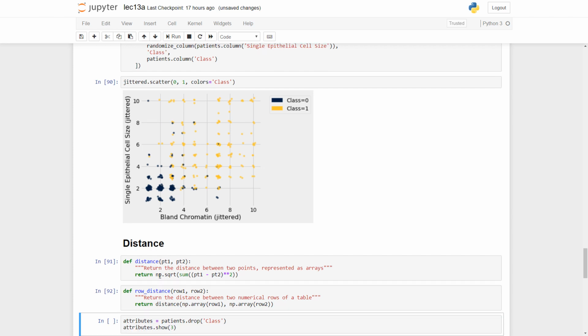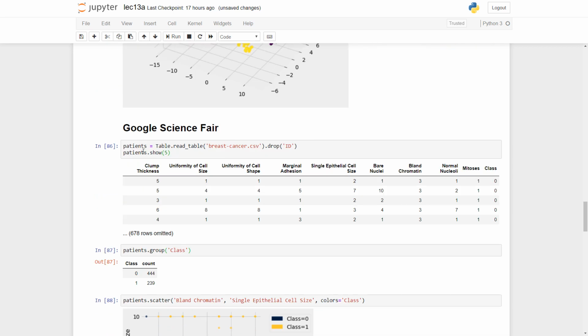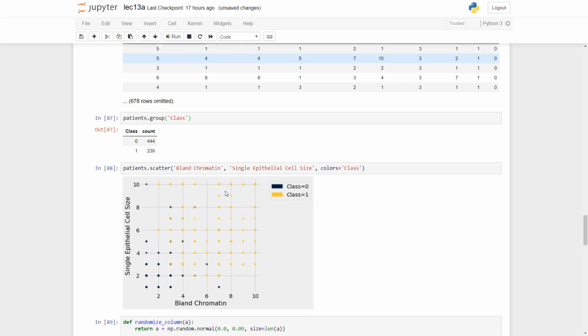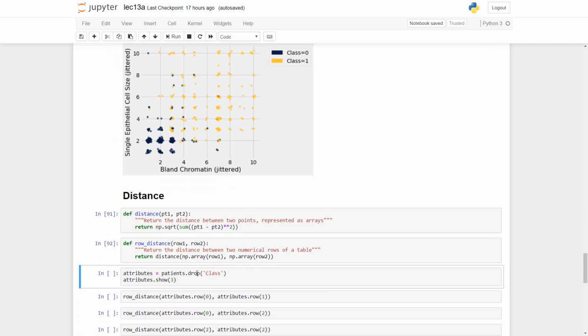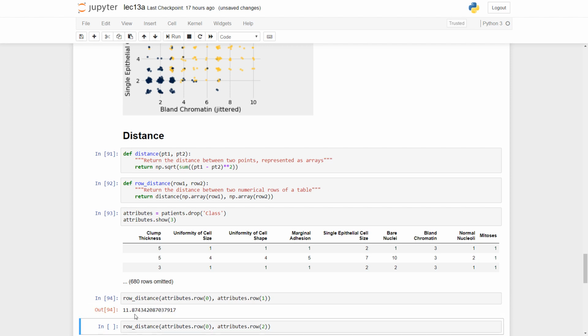Now let's try with the patients database, the breast cancer data set. Let's try to get some distances here. First drop the class column, because the class column should not be used in computing distance between examples. Now we can compute the row distance between row number 0 and row number 1. So let's do that. This gives us 11.87.